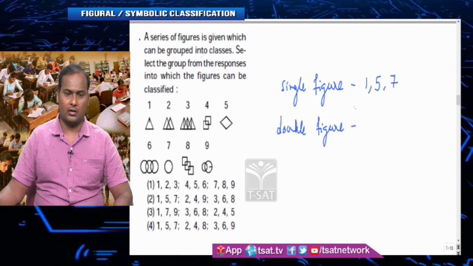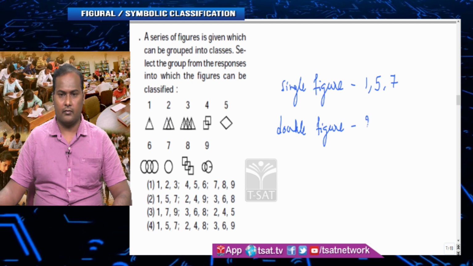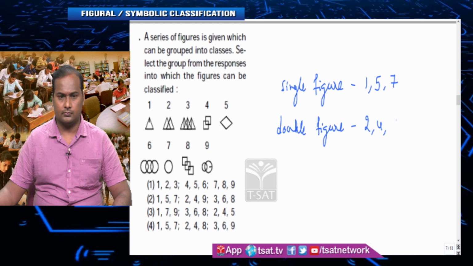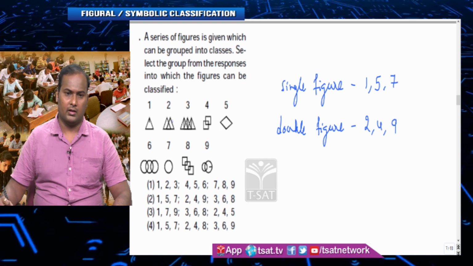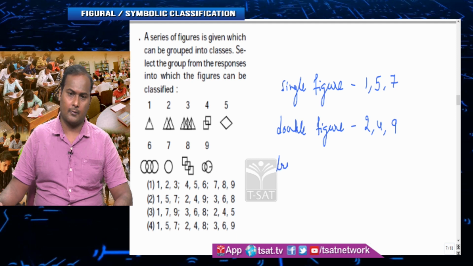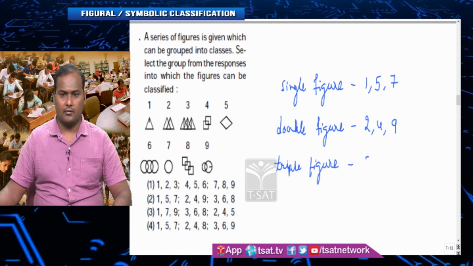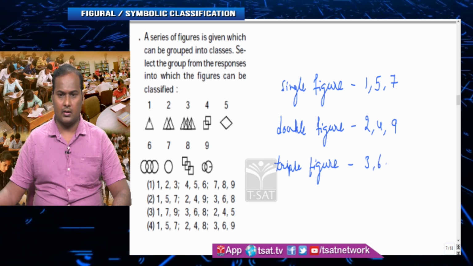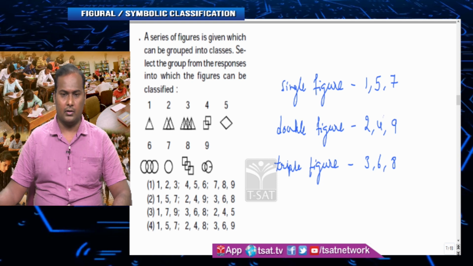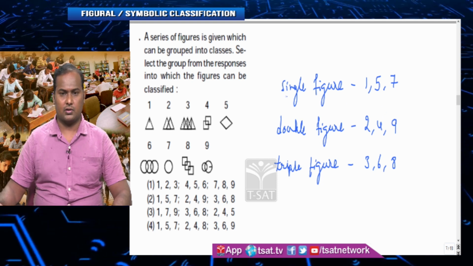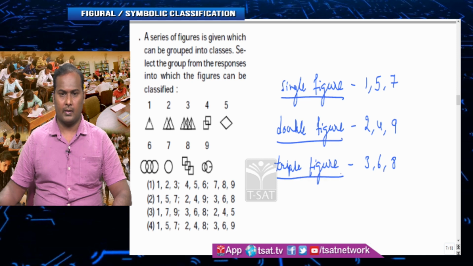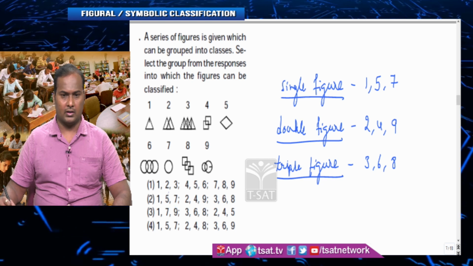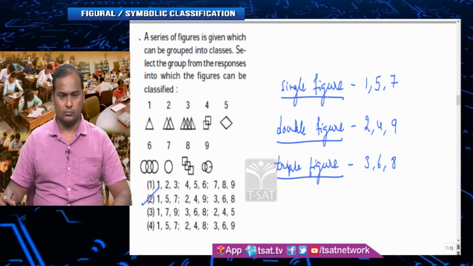What are double figures? Double figures are the second figure, fourth figure and ninth figure. Next, triple figures. What are triple figures? Figure 3, figure 6 and figure 8. So, the classification is based on single figure, double figure and triple figure. So, the answer is 1, 5, 7, 2, 4, 9 and 3, 6, 8. So, your answer is option 2.